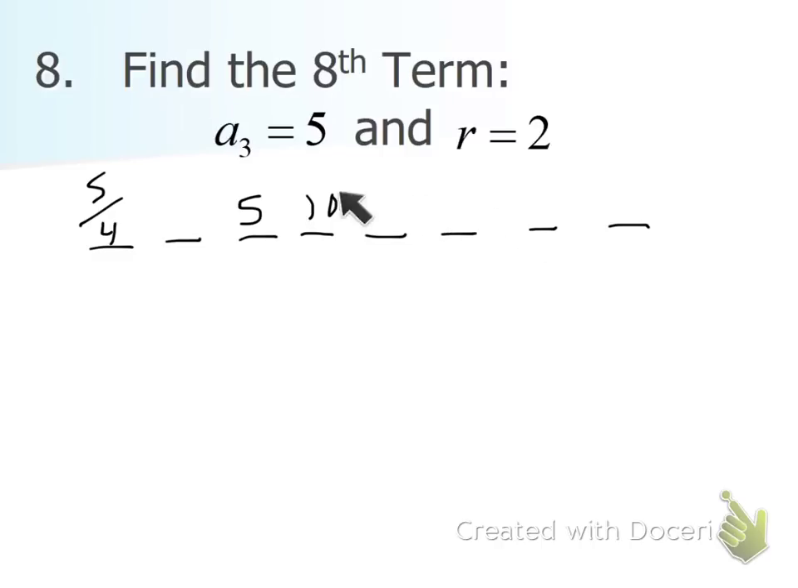40. Did I mess up? Yeah. I'll go by 10. Oh, how about I multiply by 2? No, I did it right. You guys are bullcrap. I said 20, 40, 80, 160.